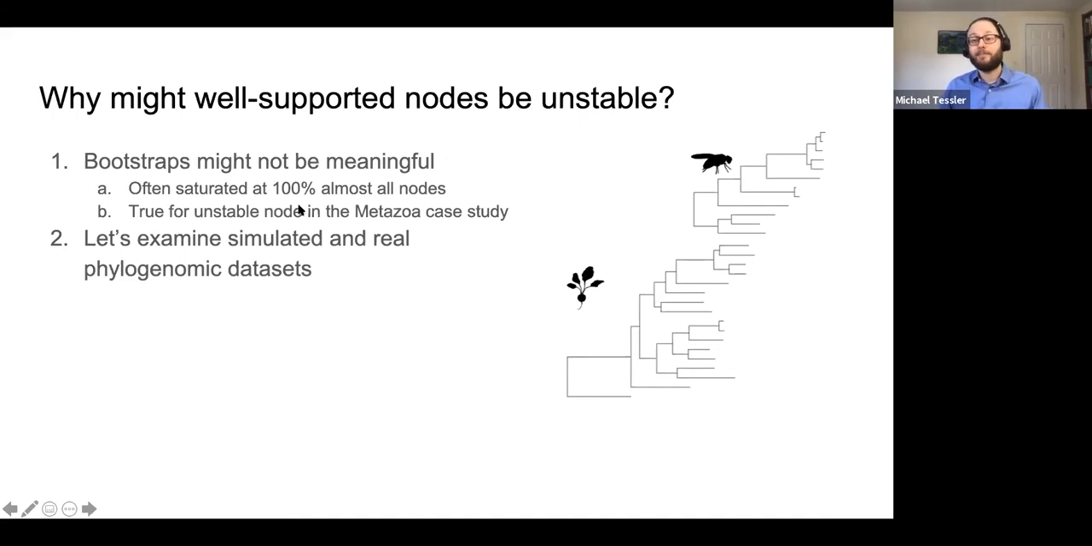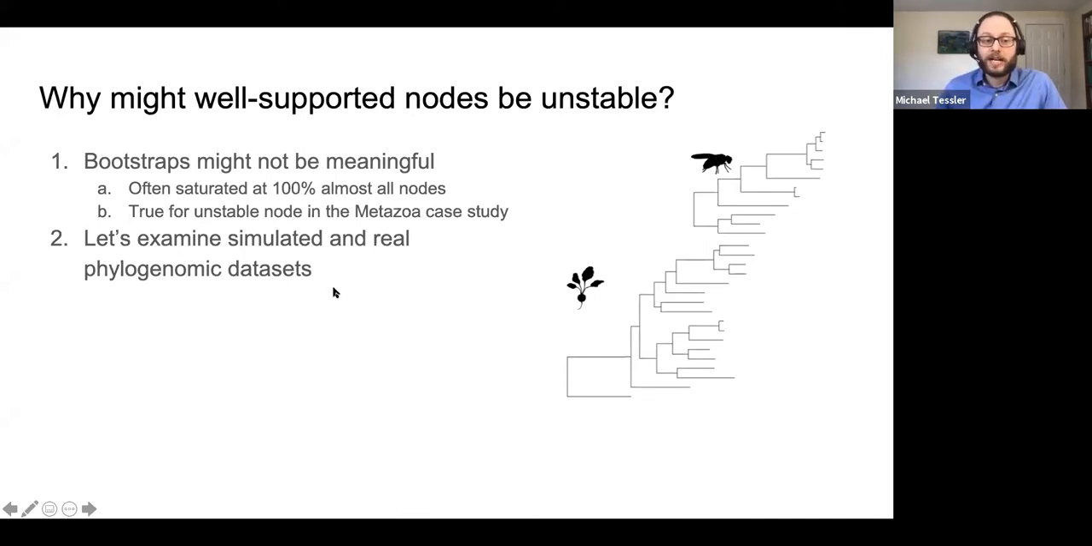Well, bootstraps might not be meaningful, right? Our main metric that most people use, bootstraps or posterior probabilities, might not actually be meaningful, particularly in phylogenomics. They tend to saturate very easily, with just a little bit of evidence pointing in one direction, so that they wind up looking very, very stable. And we know this is true for our sister to other Metazoa case.